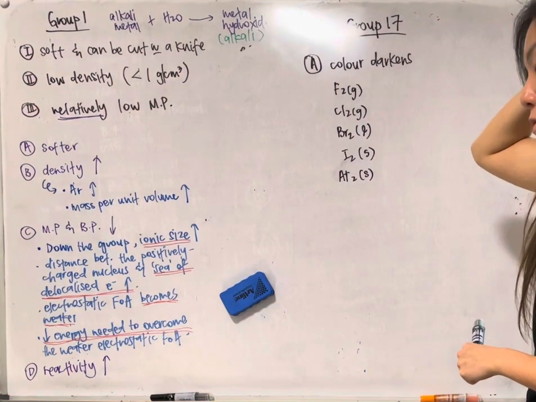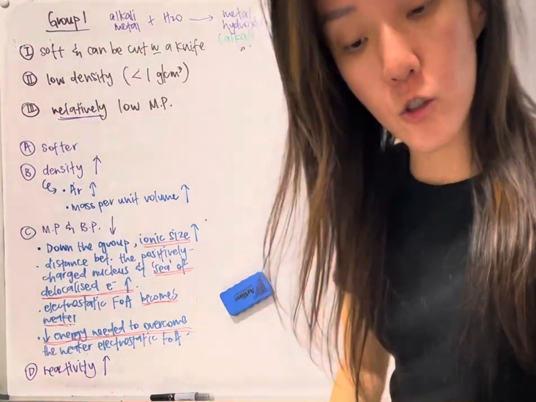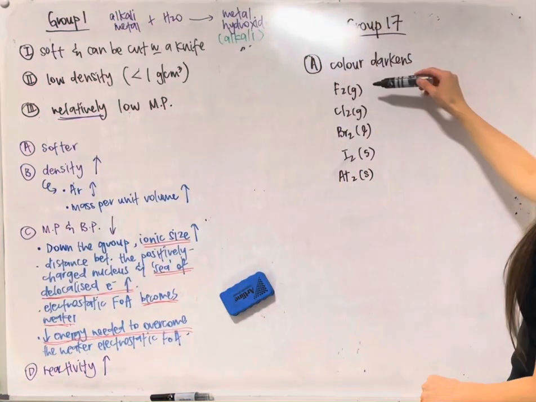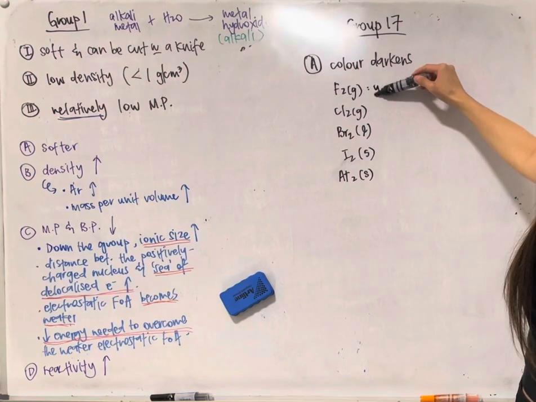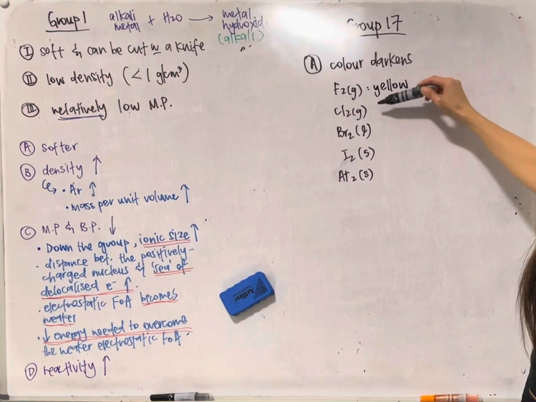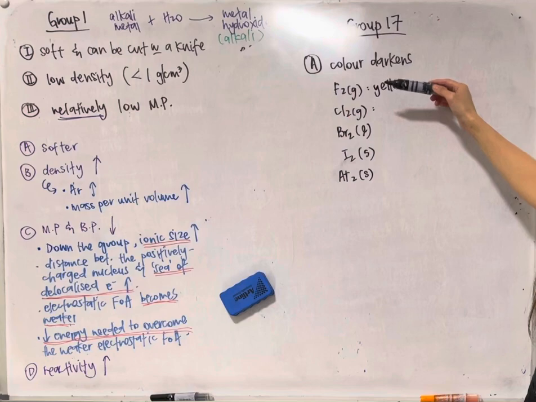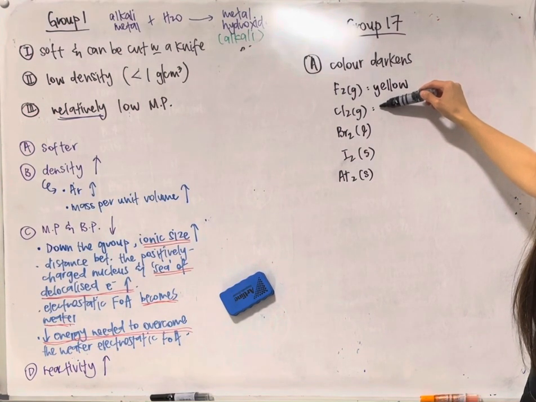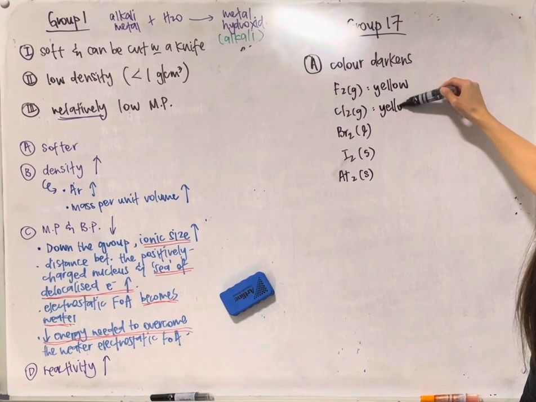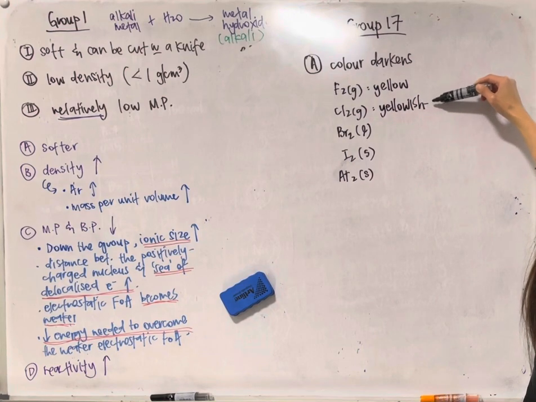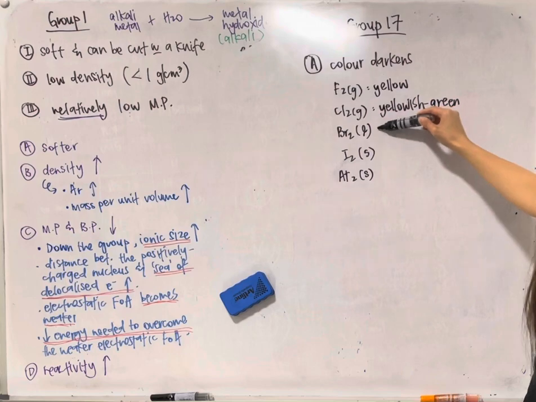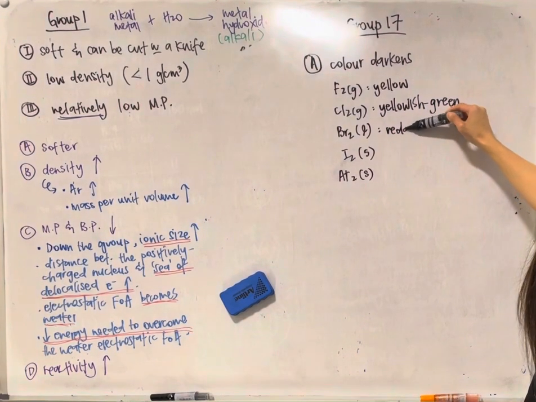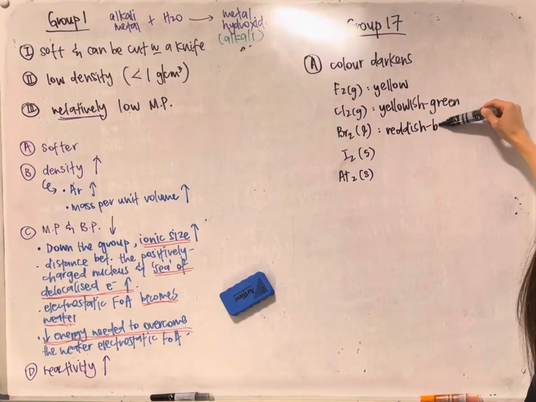Let's see the color for this. You're expected in the syllabus to know, so let's try. Starting with you, Roseanne, what's the color of fluorine? Yellow. If you write pale yellow, also accepted. Chlorine, what color? Greenish yellow. Or you can say yellowish green. Next one, what's the color of bromine, Alicia? Reddish brown. Iodine is what color? Black.